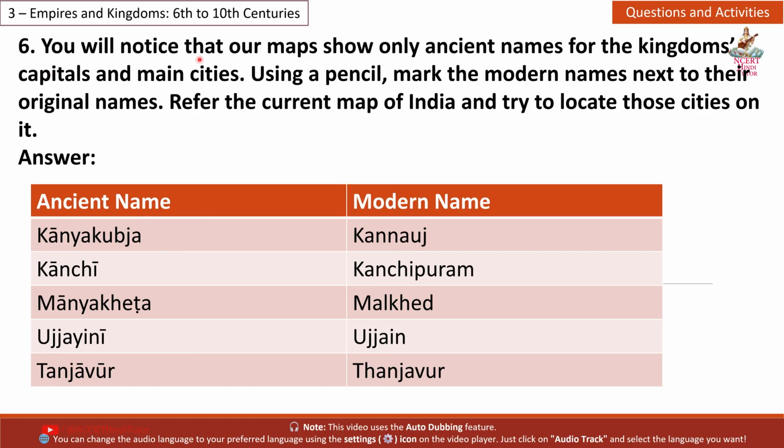Question 6. You will notice that our maps show only ancient names for the kingdoms, capitals and main cities. Using a pencil, mark the modern names next to their original names. Refer to the current map of India and try to locate those cities on it. Answer: Ancient name Kanyakubja, modern name Kannauj. Ancient name Kanchi, modern name Kanchipuram. Ancient name Manyakheta, modern name Malkhed. Ancient name Ujjaini, modern name Ujjain. Ancient name Tanjavur, modern name Thanjavur.